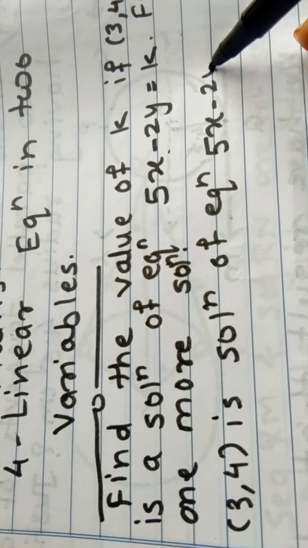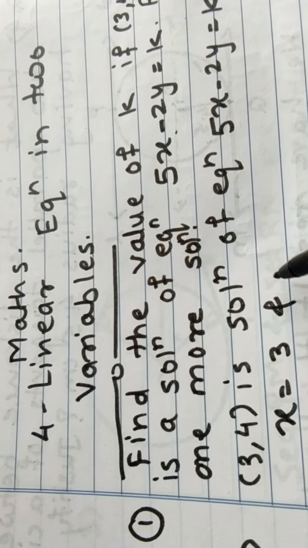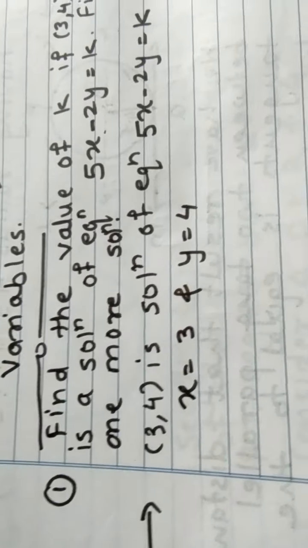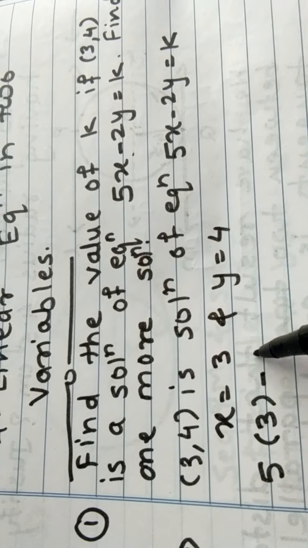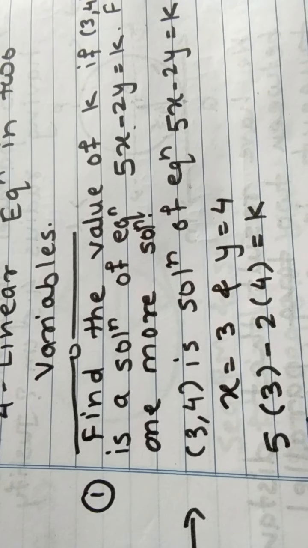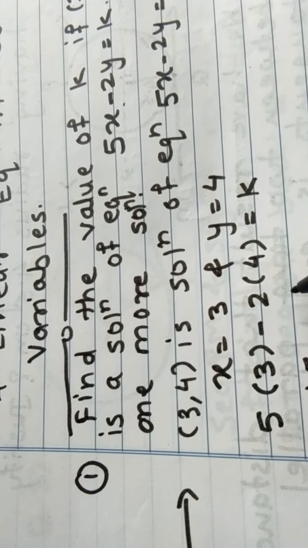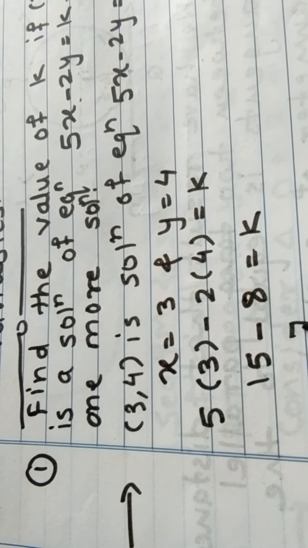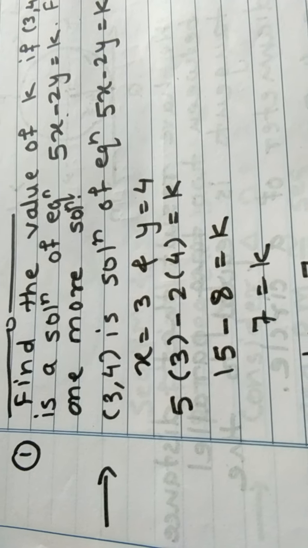5x minus 2y is equal to k. Therefore, we have x is equal to 3 and y is equal to 4. Now we have to put these values of x and y in the equation. 5, the value of x is 3, minus 2 into value of y is 4, is equal to k. That is 5 into 3, 15, minus 2 into 4, 8, is equal to k. 15 minus 8, that is 7, is equal to k. We get the value of k is equal to 7.